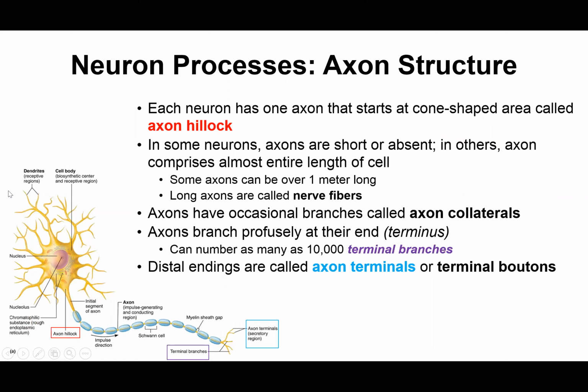In addition to the dendrites, we also have the other process called the axon. Okay, and so the axon is all of this stuff here that I just outlined in red. Now, each neuron is going to have one axon that starts at this cone-shaped area called the axon hillock, which is what you see here. In some neurons, the axons are super short or they might completely be absent, but in others, the axon can actually comprise almost the entire length of the cell. For example, some axons can be over 1 meter long, so it's like over 3 feet long. Additionally, really long axons are called nerve fibers.